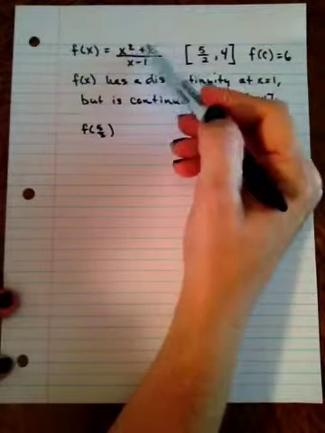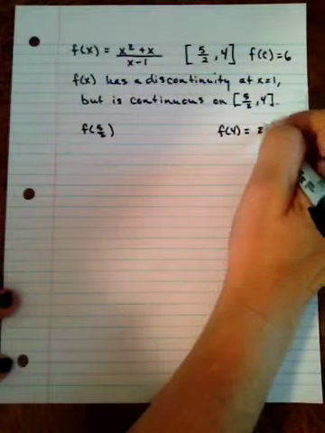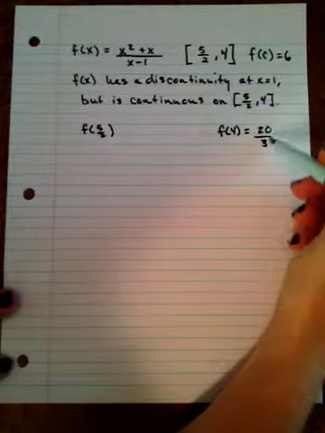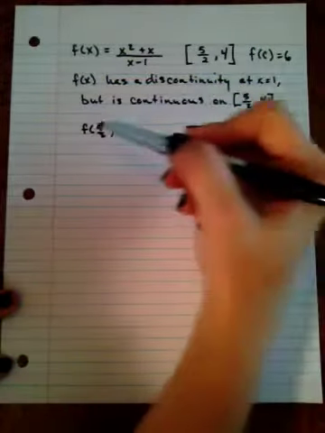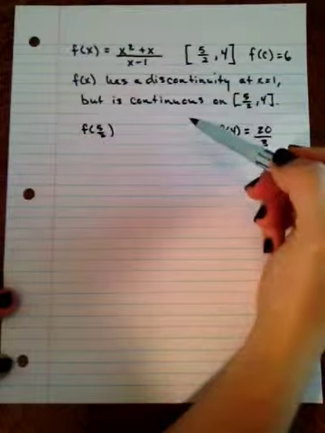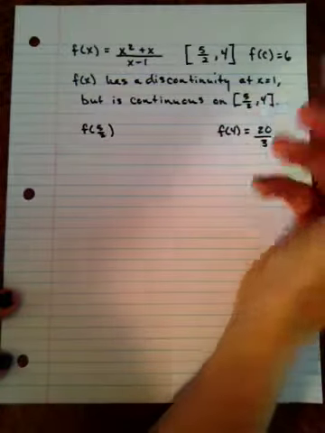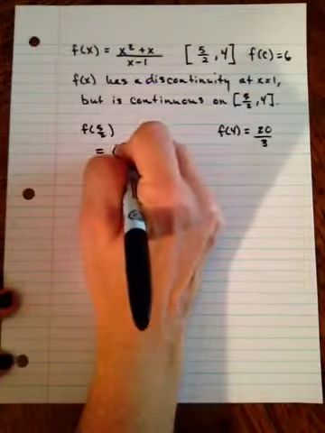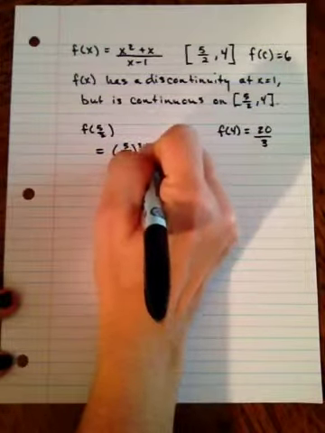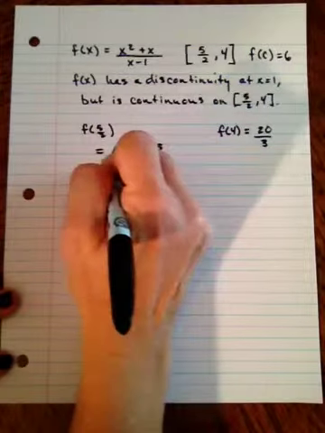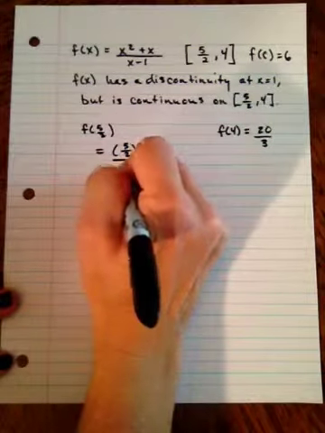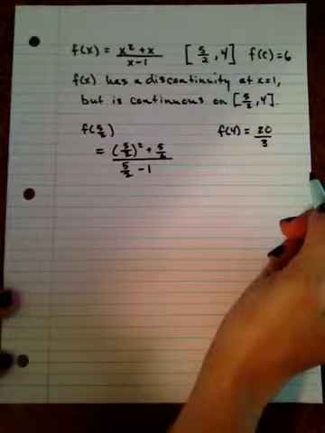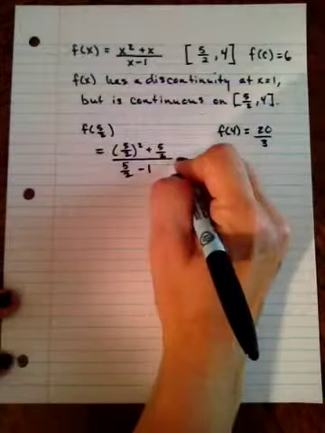4 squared is 16 plus 4 is 20. 4 minus 1 is 3. So we have 20/3. That's 6 2/3, which is more than the 6, so f of 5/2 has to be less than 6 for the theorem to apply. So I'm going to plug in the 5/2, and I'm going to say that this is 5/2 squared plus 5/2 over 5/2 minus 1. Now to simplify this, I'm going to multiply by a very clever form of 1.